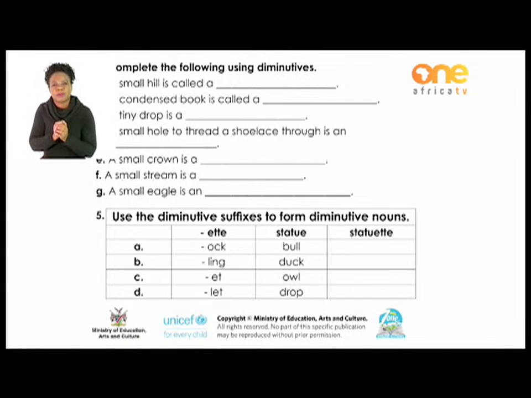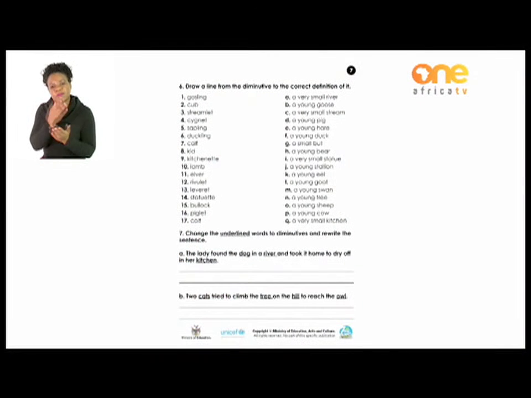Let's quickly turn to page 7, activity 6. Draw a line from the diminutive to the correct definition of it. On your left hand, we have diminutives, and on your right hand, you have the definitions. So I begin with A. Definition A says, a very small river. If you look at number 12, it says rivulet. A very small river is a rivulet. So you join a very small river and rivulet.